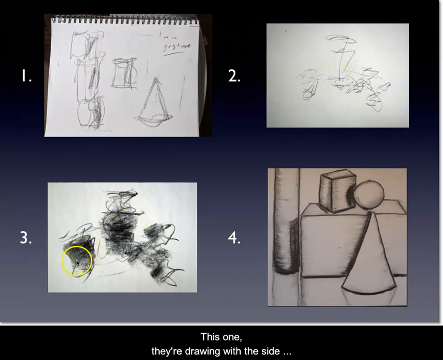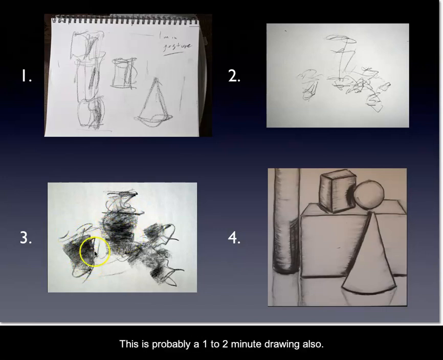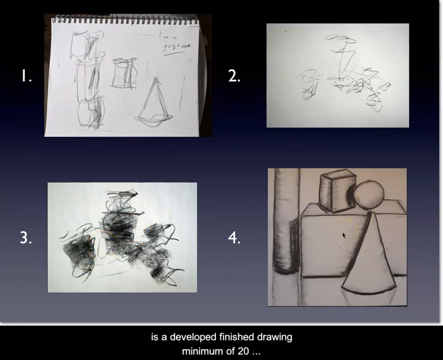This one, they're drawing with the side of the tool, number 3. You can see how they delineate the mass by drawing with the side of the tool, and they threw in some lines to get to some contour lines. This is probably a 1 to 2 minute drawing also. Number 4 is a developed finished drawing, minimum of 20 minutes, maybe longer, maybe an hour. So this does not relate at all to what the gesture drawings are.